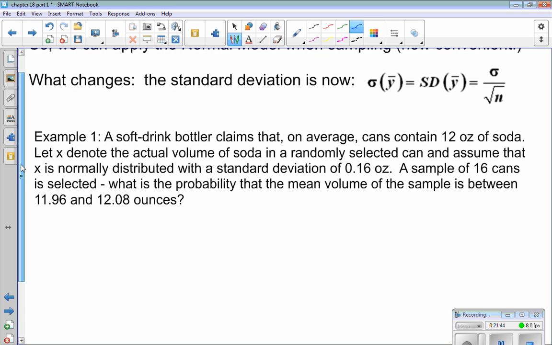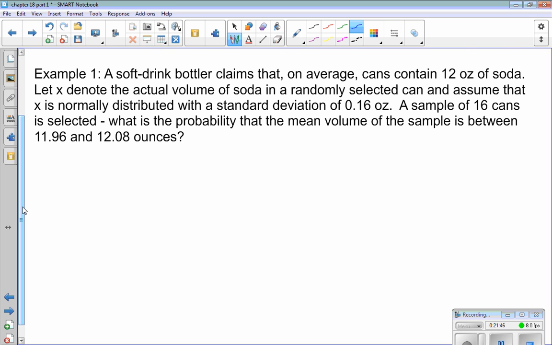So let's do an example. Okay, let's actually try one and see what happens here. Read this example to yourself, and I want you to first think about the conditions that I just talked about. And we are going to write down exactly what I want you to do when checking for the CLT. So we're going to check the conditions.